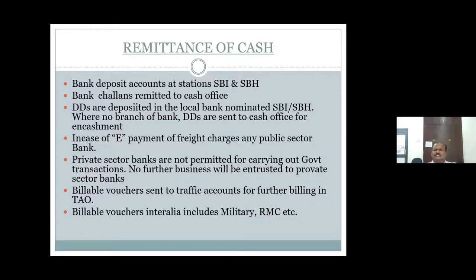So we've got the e-payment system. The invoice will be generated. That invoice will be enclosed with the cash remittance CR note and sent to the traffic accounts. Private sector banks are nominated for carrying the government transactions. No further. Okay, now there is a change in the last week. Now private companies are also allowed. So billable vouchers are sent to the traffic accounts. Billable vouchers simply include military, RMC, etc.